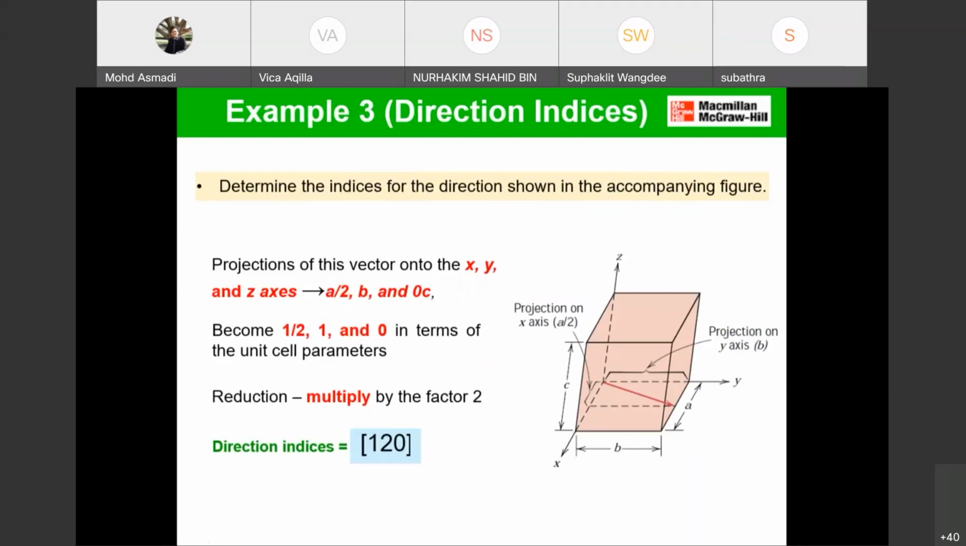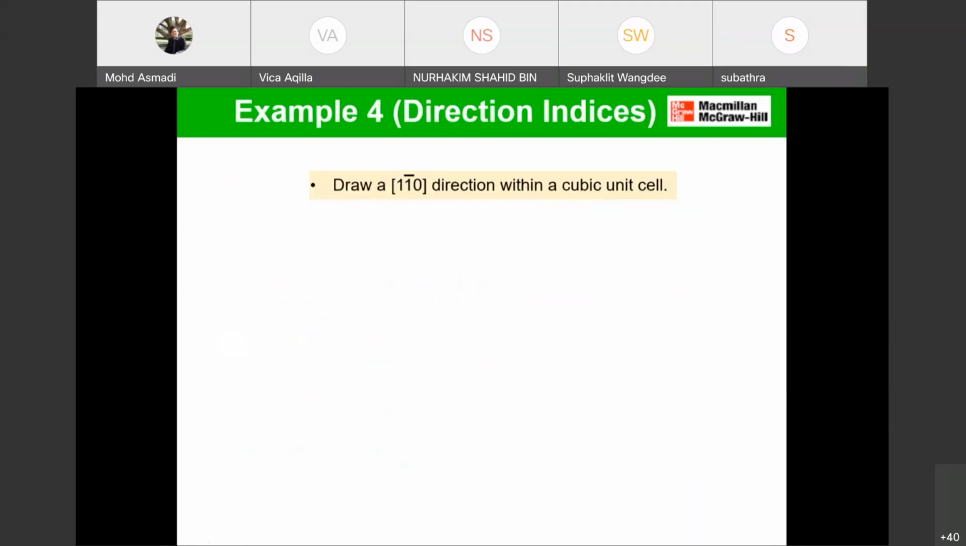For example, if you have a question like this one, draw 1, negative 1, 0 direction within the cubic cell. So if you look at here, what you have to do is draw the axis first. This is important to know.